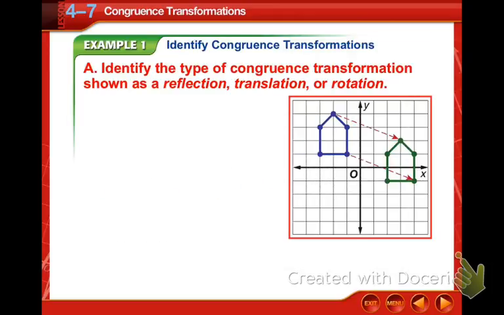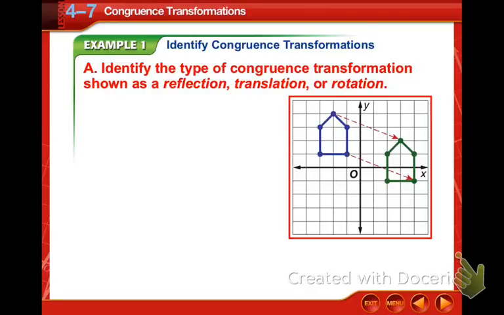So, first off, all we're doing today is just identifying these things. So here we have two figures. They look the same. They are pointing the same direction. And so pointing the same direction pretty much eliminates a rotation. They are not lined up in the same position on either side of a line, so that eliminates reflections.